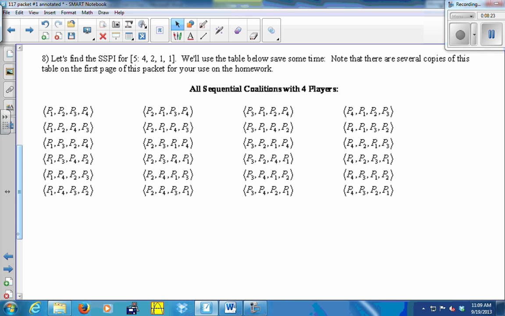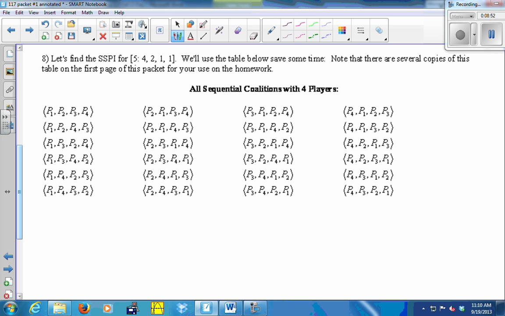Okay, so we now have this weighted voting system, 5, 4, 2, 1, 1. So the quota is 5, and the players have 4 votes, 2 votes, 1 vote, and 1 vote. So it's 4 players. So we're going to use this table. It'll save us some time. There are several copies of this table on the first page of your packets that you can use in your homework. If I gave you something to do with this on a test and you had to calculate an SSPI for 4 players, I would give you this table.